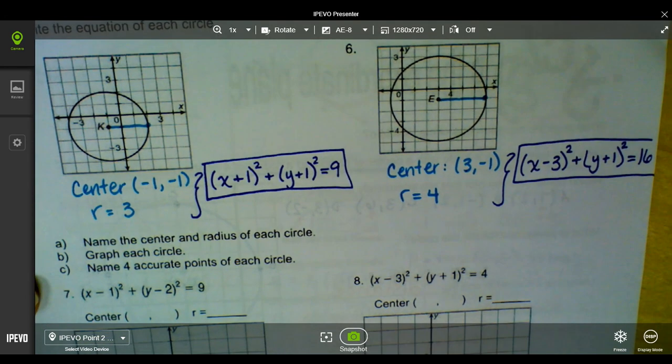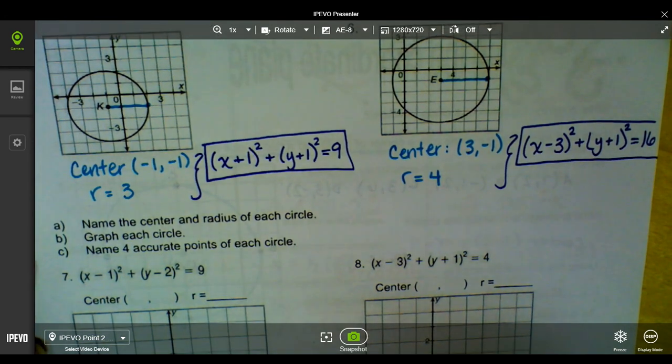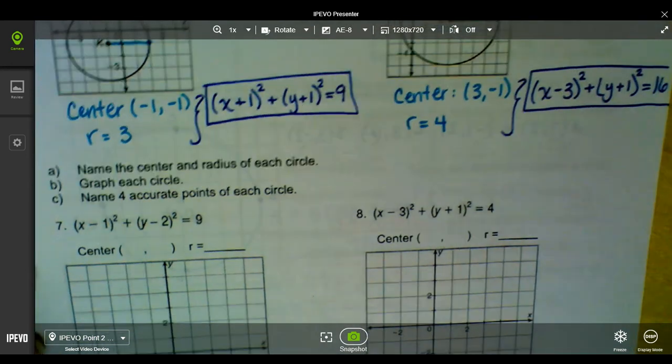All right. So now, and again, pause if I'm going too fast. Make sure it's registering in your brain.